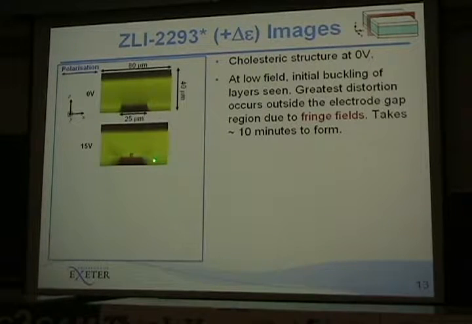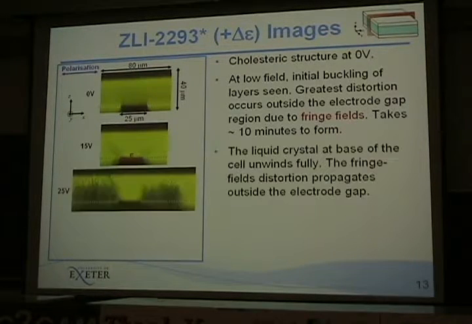But you can see that although we're maintaining our cholesteric bands, we are getting this wonderful sort of bending of our cholesteric layers. And at the very centre, we've got high fields. We're actually unwinding the helix completely. And I should stress this is the positive material that we're looking at now. So the director is going to try and align with the in-plane field.